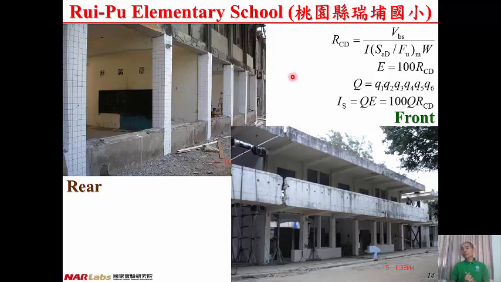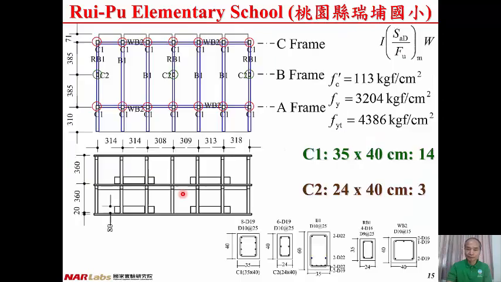And here's an example: the building in Yuipu Elementary School. This is the front view. This is the rear view of the building. And this is the plan view of the building with 14 C1 columns, dimension 35 by 40 centimeters, and 3 C2 columns, dimension 24 by 40 centimeters. And this is the elevation. This is the plan of the building. And this is the reinforcement of the columns and beams.